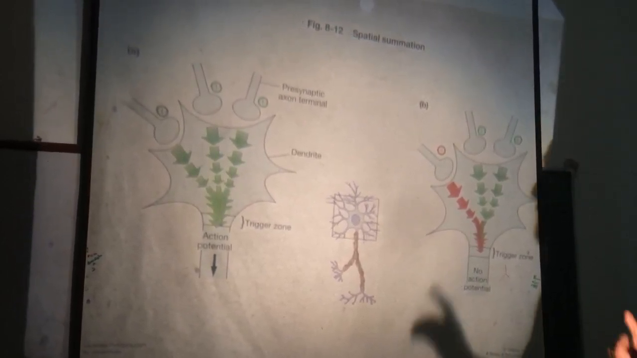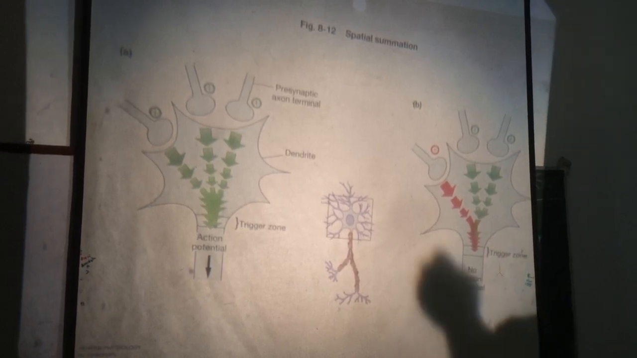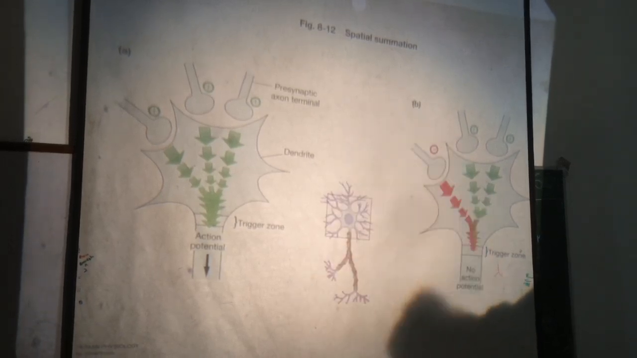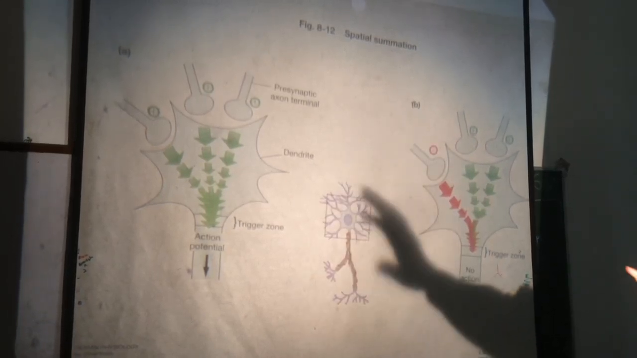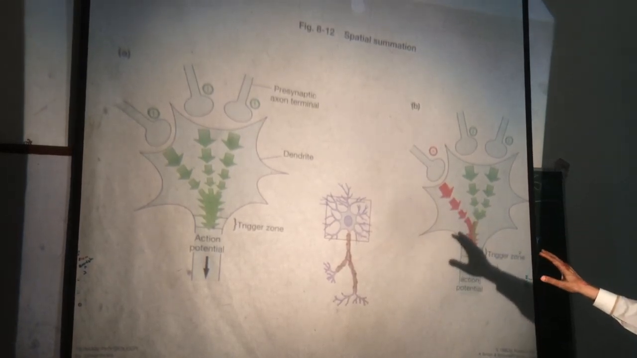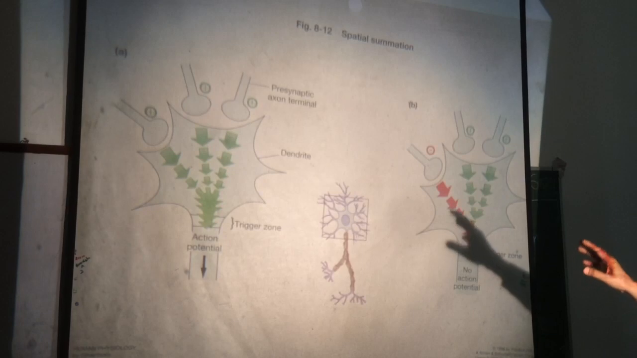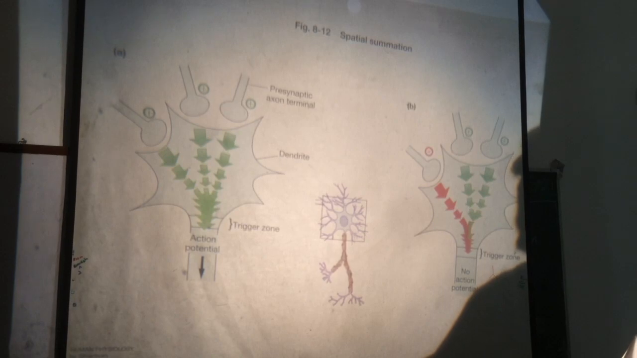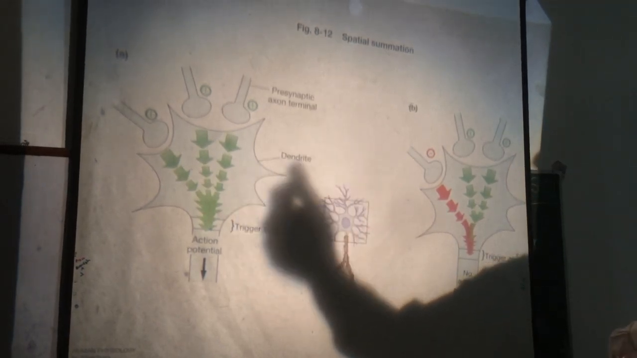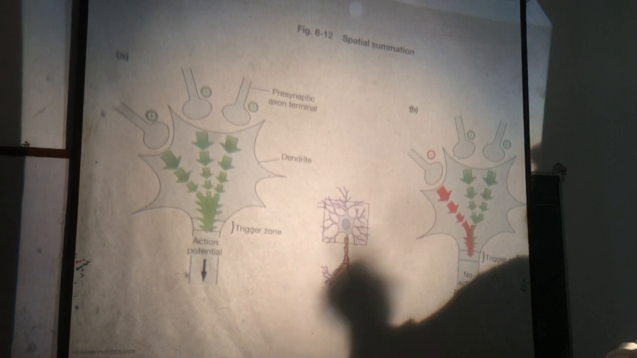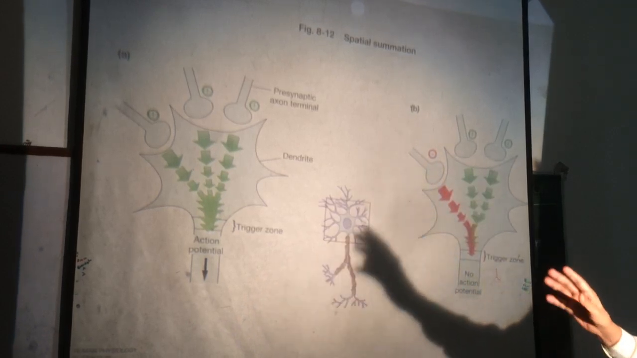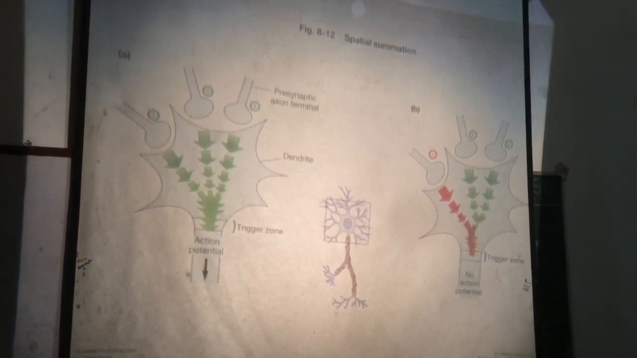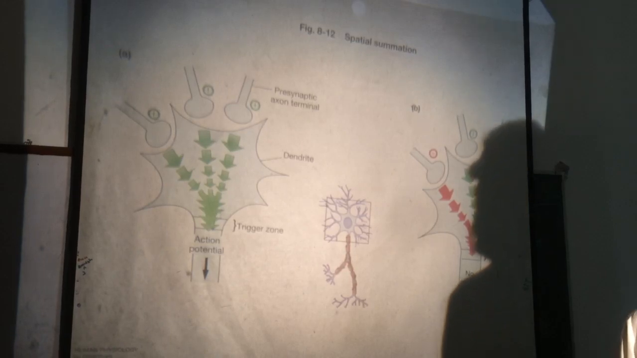Keep in mind, in temporal summation, impulses are conducted along the same number of synaptic nerves repeatedly, so that effects are added, and this results in excitation of the postsynaptic neuron. In spatial summation, nerve impulses are conducted along an increased number of synaptic nerves simultaneously, so that the effects are added up in the postsynaptic neuron, resulting in its excitation.